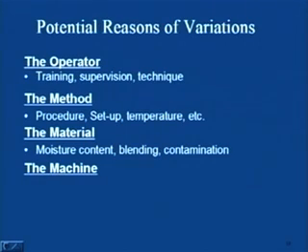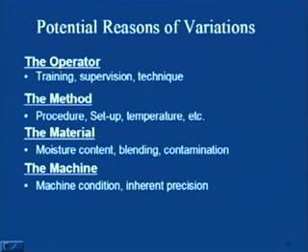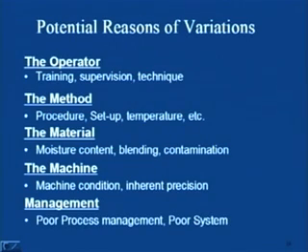The machine's conditions and inherent precision also matter. Because of usage, wear and tear happens in the machine, and because of that there may be some chatter and vibrations in the machine. Finally, there is management: poor process management and poor systems. Sometimes, if we have a product design or product characteristics, we have to develop a tolerance of plus minus 0.001, meaning up to 3 places after the decimal.